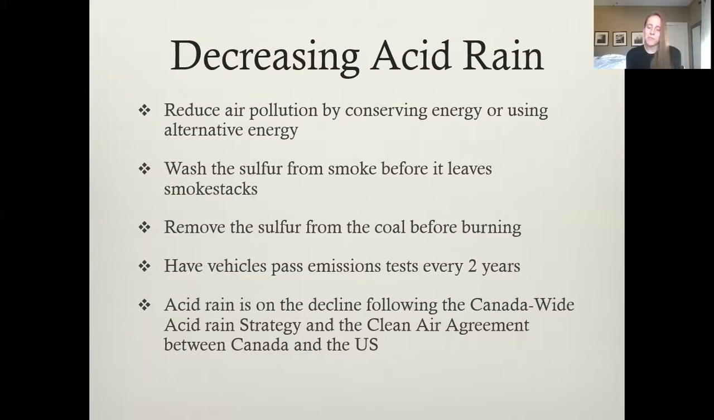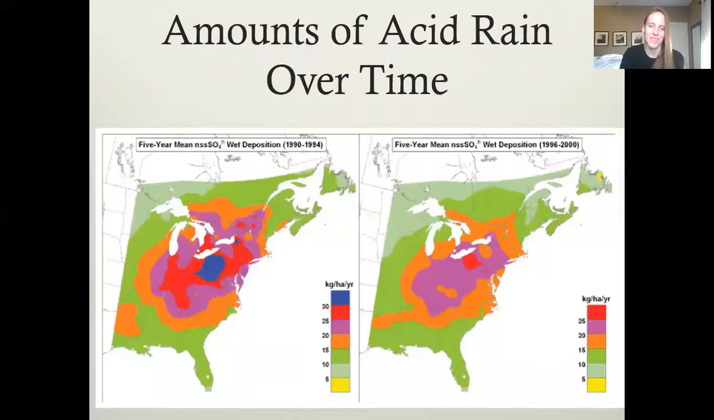Acid rain has been on the decline in Canada following the Canada-wide acid rain strategy and clean air agreement between Canada and the US, because a lot of our pollution was coming from the US. So this just kind of shows how much acid rain was happening over time.